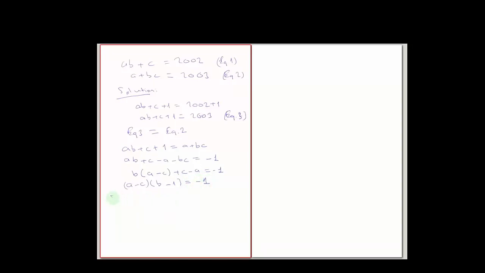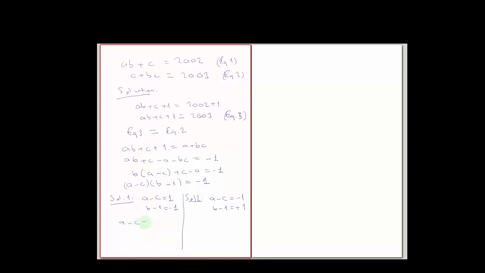Now we have two solutions. Solution 1: A minus C is equal to plus 1 and B minus 1 equals minus 1, right? If you multiply 1 by minus 1, we get the right-hand side, minus 1. So this is a solution for this equation. Another solution is, this time, A minus C is equal to minus 1 and B minus 1 will be equal to plus 1. So minus 1 multiplied by plus 1 will be equal to the right-hand side. Let's continue with solution 1.